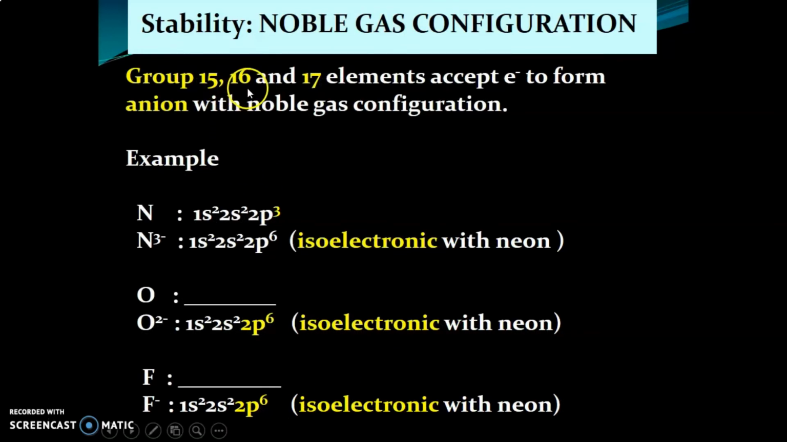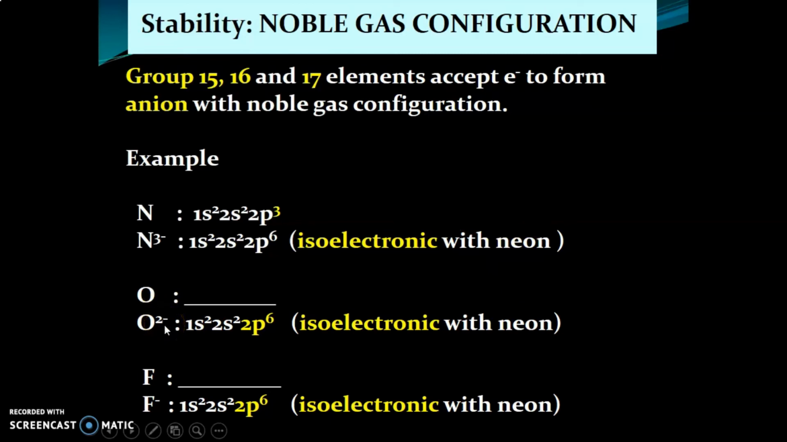Group 15, 16 and 17 accept electrons to form an ion with noble gas configuration. Nitrogen. There are 7 electrons, so the electronic configuration is 1s2, 2s2, 2p3. To achieve stability, the nitrogen atom needs to accept 3 electrons, so it becomes the N3- ion, and the electronic configuration for this ion is 1s2, 2s2, 2p6. So this electronic configuration is isoelectronic with neon, a noble gas.